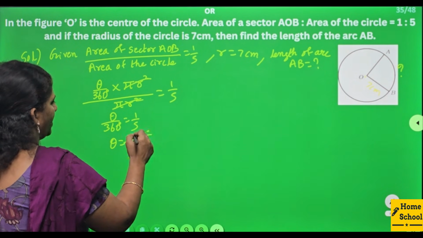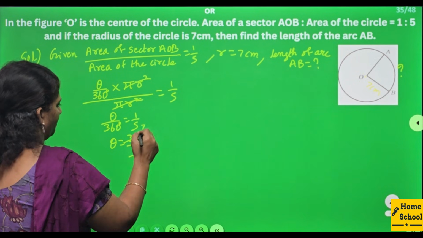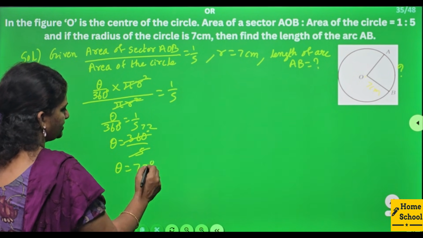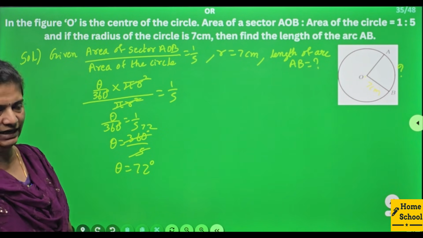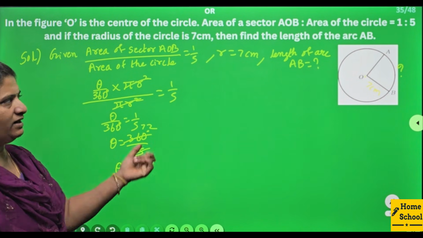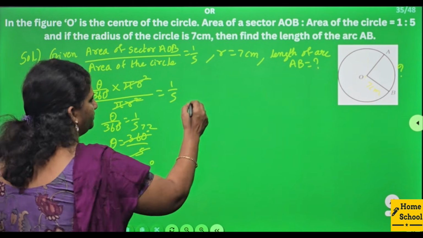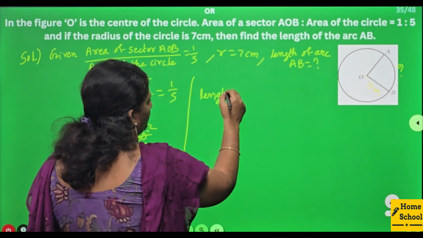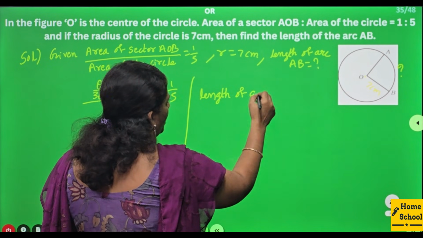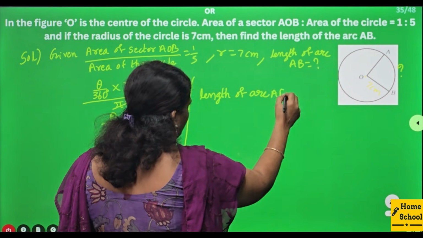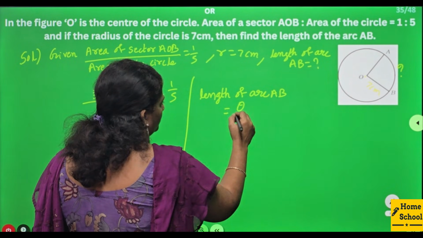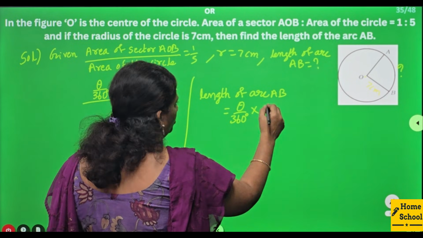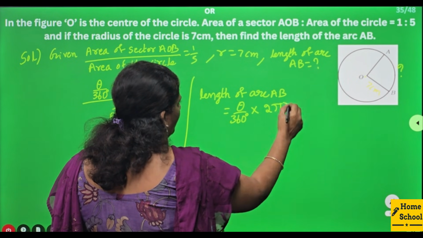Cancel. 5 7s are 35, 5 2s are 10. Therefore, the angle of the sector is 72 degrees. By using this angle, we can find the length of the arc. We know the length of the arc formula. Length of the arc AB is equal to theta by 360 degrees into 2 pi r.